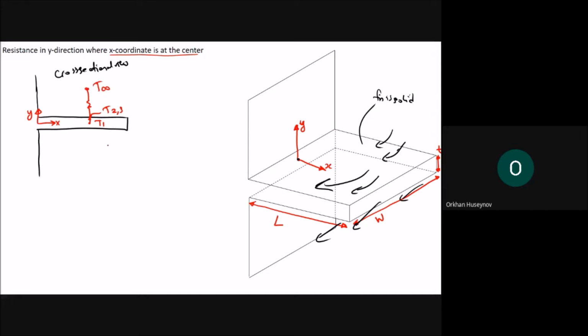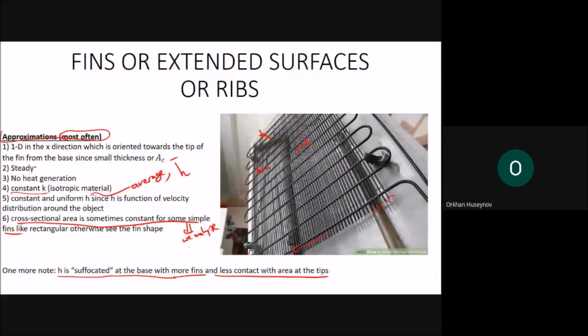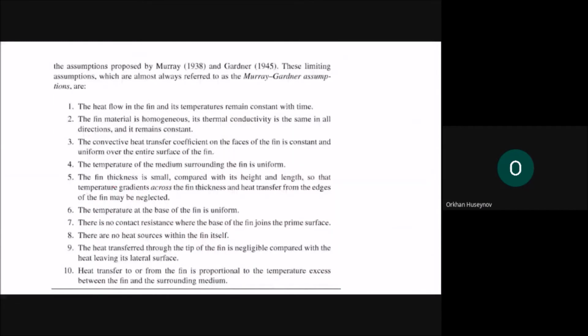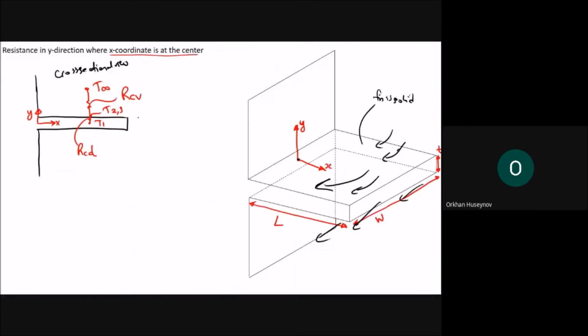Okay. Now, let's look at the resistance in the first part. This one is the R_CD, and this one is R_CV, or combined. In the fin analysis, we are not considering the radiation. So let me go back to the assumptions I've listed here, and we are not considering the radiation, but we are only considering the convection heat transfer for the fin analysis. Therefore, I will just write the CV.